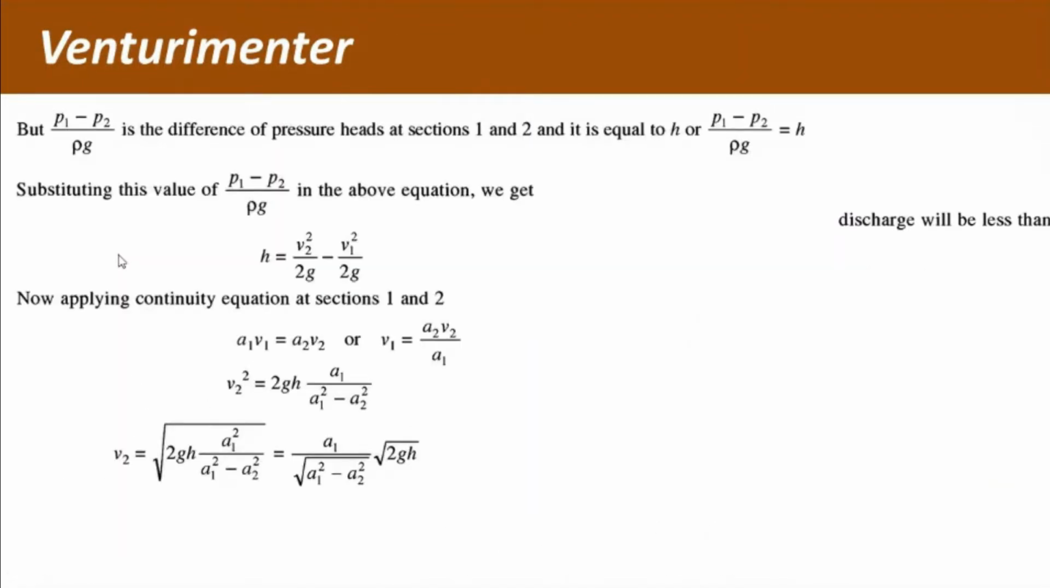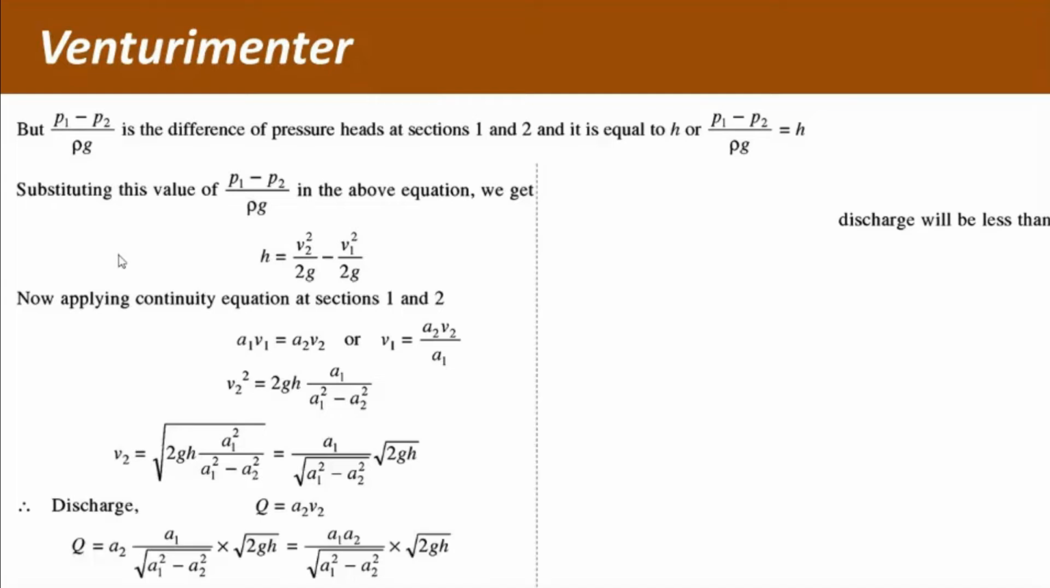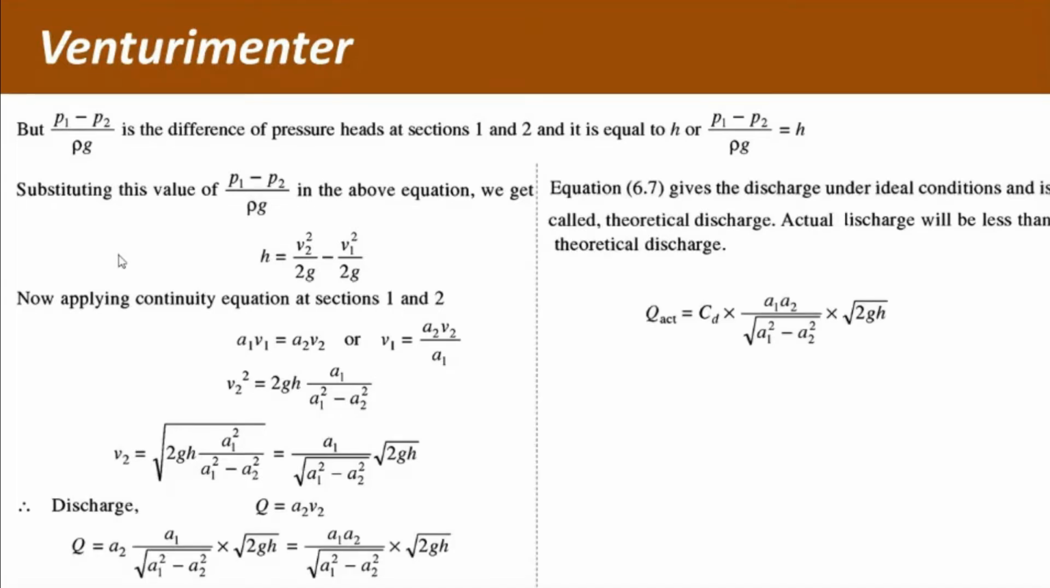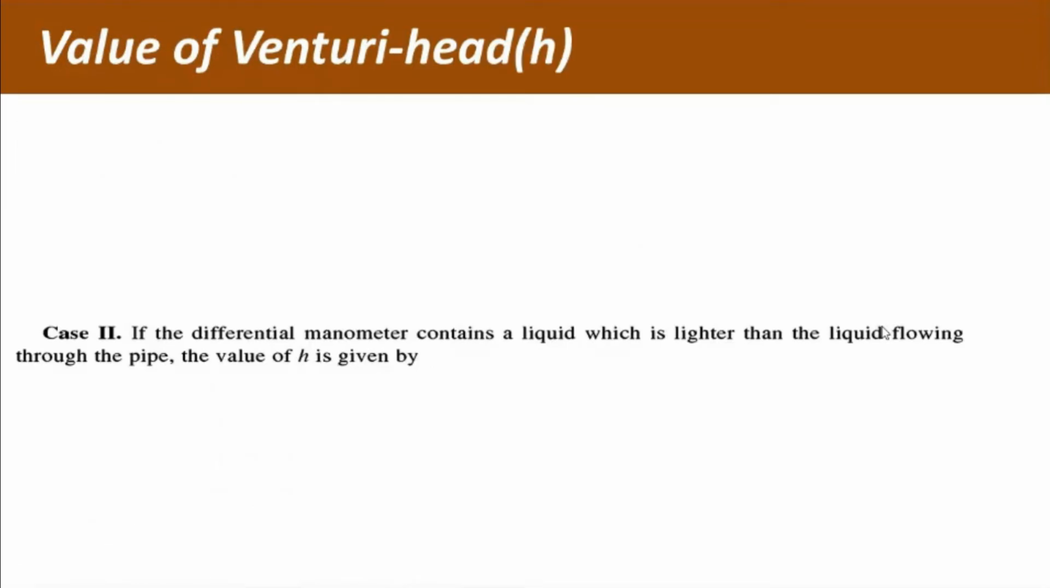This Venturi meter basically gives us the flow rate, and we had derived the formula that Q equals Cd A1 A2 root 2g upon under root of A1 square minus A2 square into root H. So this formula we had already derived in our last lectures.